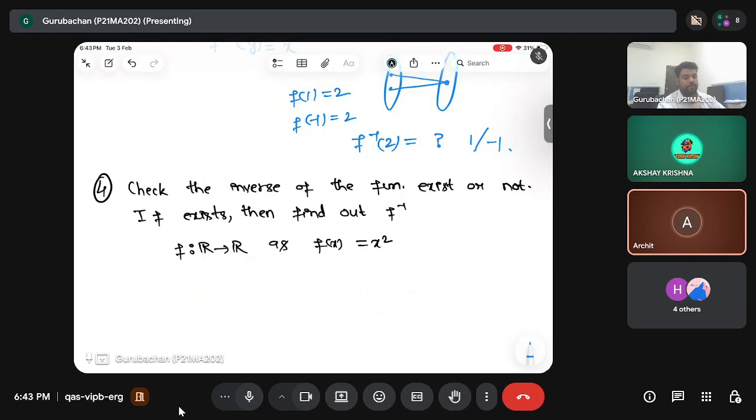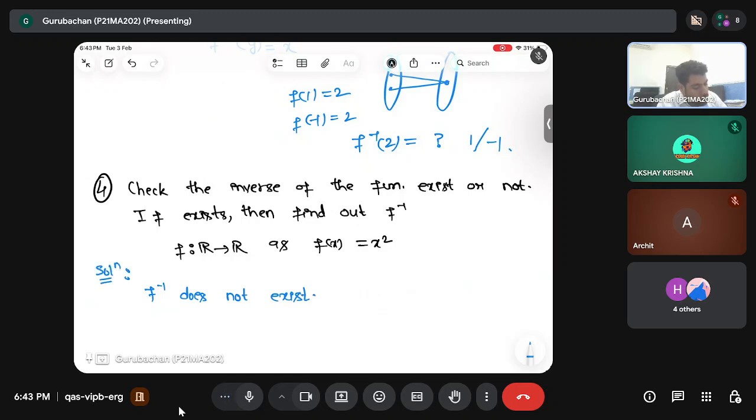No, sir. Why? Because it is not one-one, as we have seen earlier. Is it onto? No, sir. So f inverse does not exist.